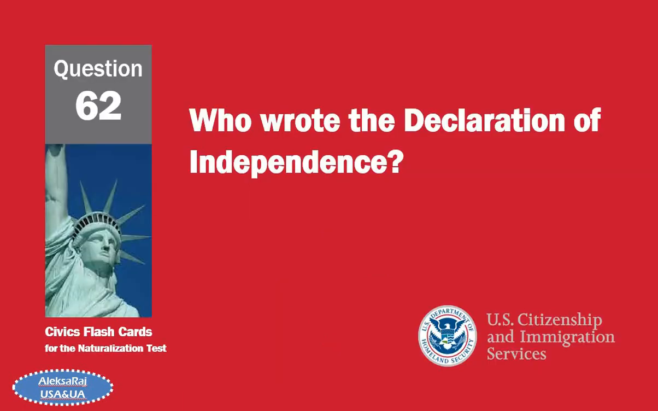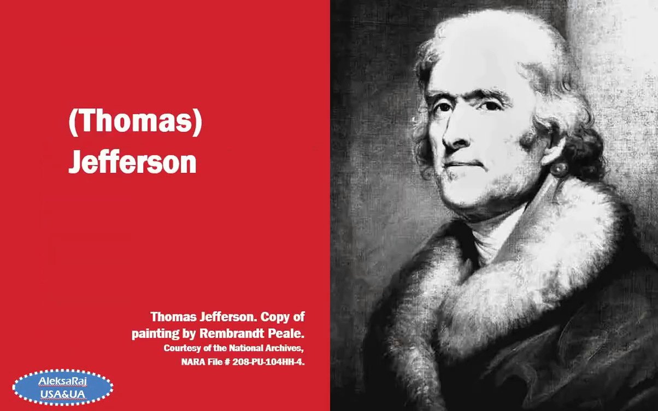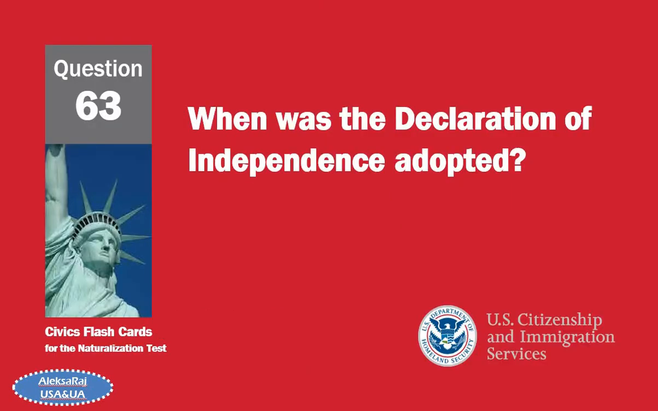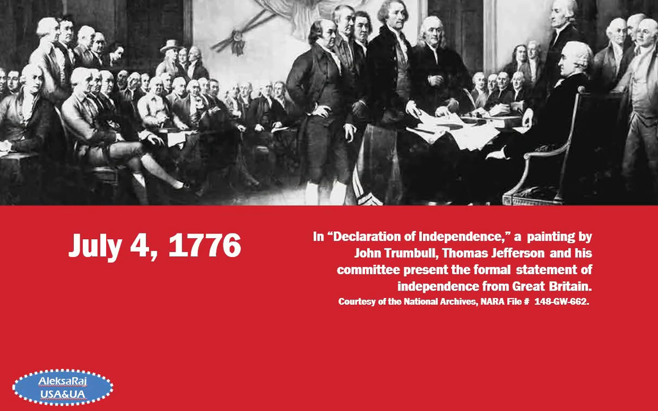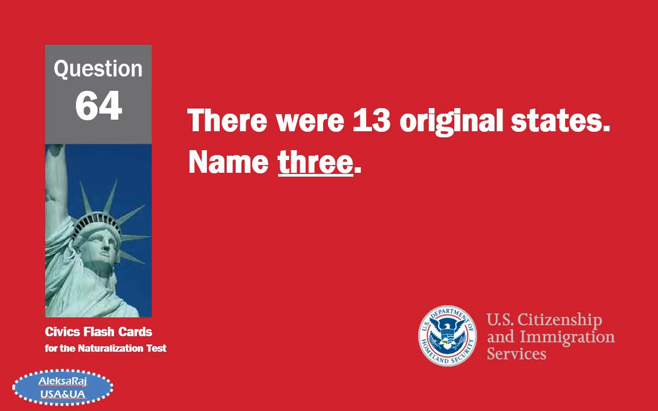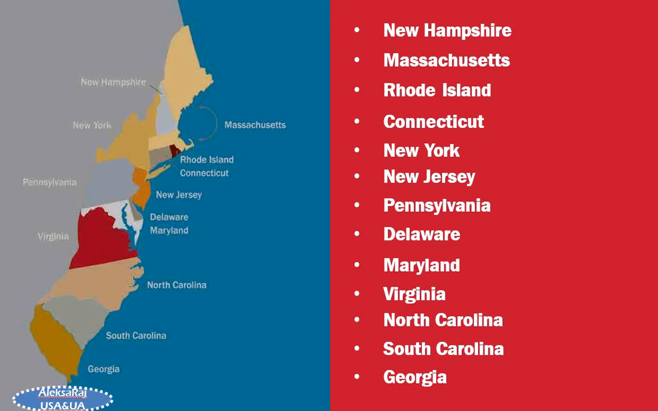Who wrote the Declaration of Independence? Thomas Jefferson. When was the Declaration of Independence adopted? July 4th, 1776. There were 13 original states, name 3. New Hampshire, Massachusetts, Rhode Island, Connecticut, New York, New Jersey, Pennsylvania, Delaware, Maryland, Virginia, North Carolina, South Carolina, Georgia.